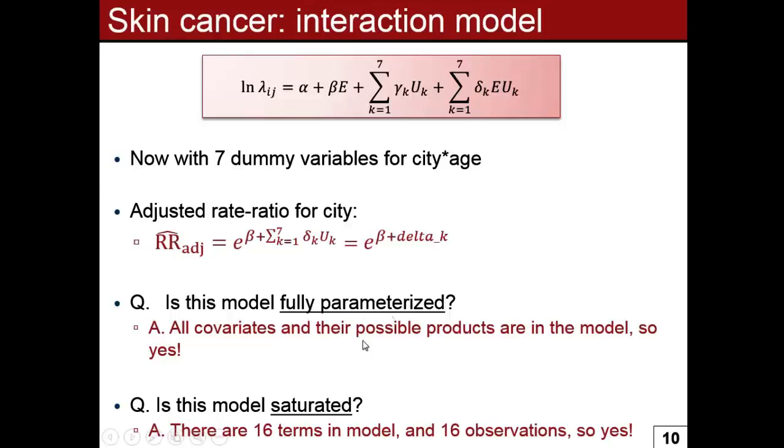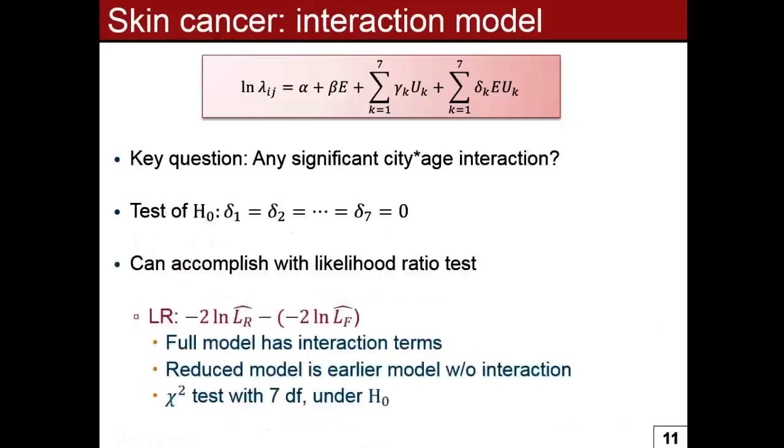But by the way, it's also saturated, right? And the difference between saturated and fully parameterized is that fully parameterized means all combinations of covariates are in the model, and saturated means you have as many terms in the model as observations in the data. This model is both fully parameterized because it has all the combinations, and saturated because it's 16 and 16. So we're going to have to think about that, because this should make you concerned. And it's actually not so grim in the Poisson model. In other models, fitting a saturated model leaves you unable to do very much, but here we'll actually be able to do a few interesting things with the saturated model.